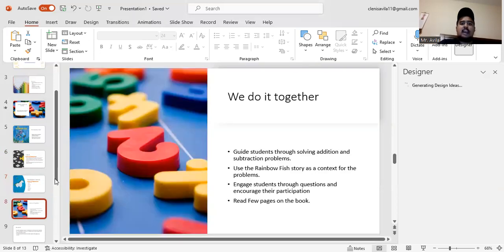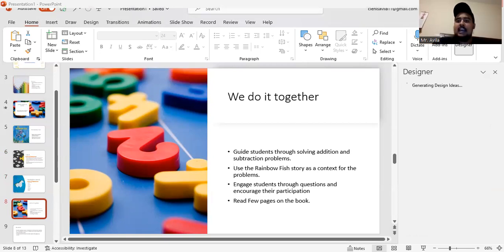We do it together. We're gonna guide some addition and subtraction. We're gonna read a few pages of this story about addition and subtraction. If anyone would like me to read a few pages, please raise your hand and I'll be very happy to help you.